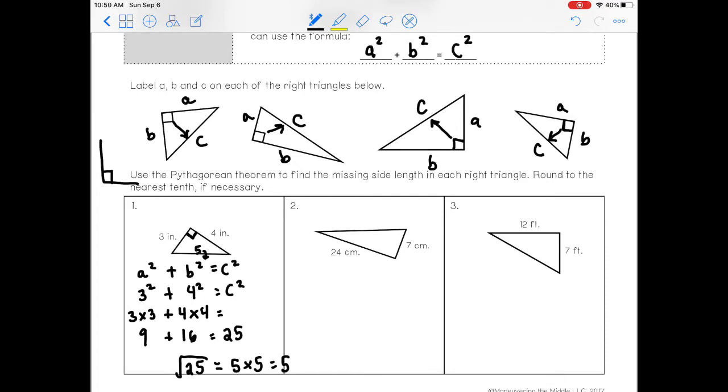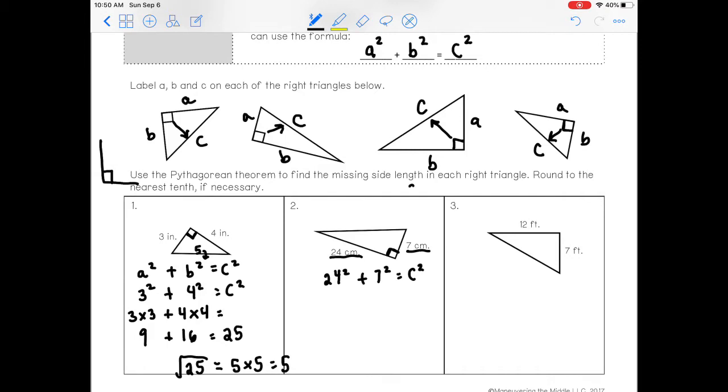Now let's do the next one. Well, where is our right angle? Would this be it? No. This one wouldn't be it. But this one is our right angle. The sides touching it would be A and B. So let's do 24 squared plus 7 squared equals c squared.